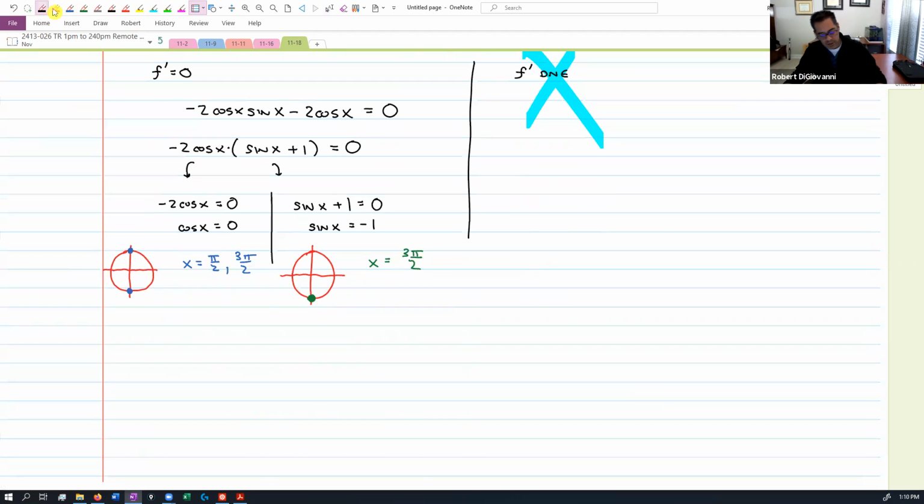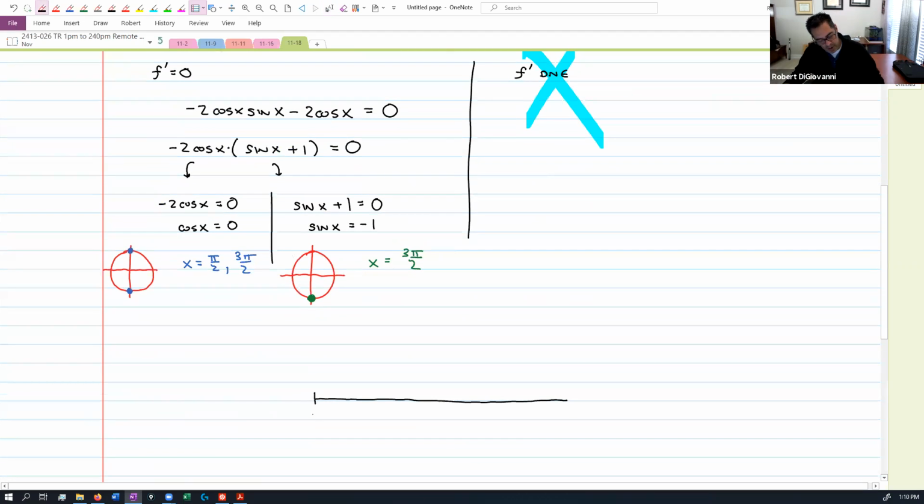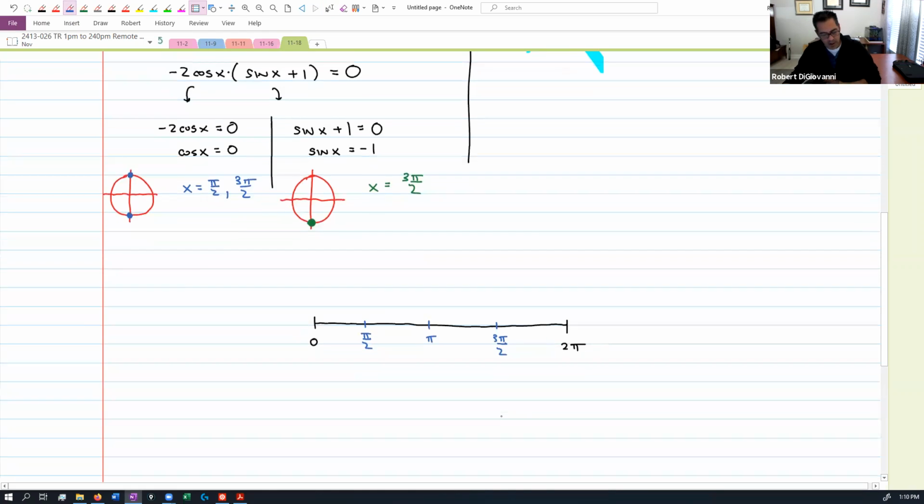So what do we do with those? Draw a number line. Now, we do have a domain restriction, 0 to 2 pi, so when I'm drawing this, I need to keep in mind I can only go from 0 to 2 pi. And now let me put my critical numbers. Pi is in the middle, pi over 2 is halfway, and 3 pi over 2 is 3/4 of the way. This is where my critical numbers are. My critical numbers are these 2. I don't really need the pi in here.